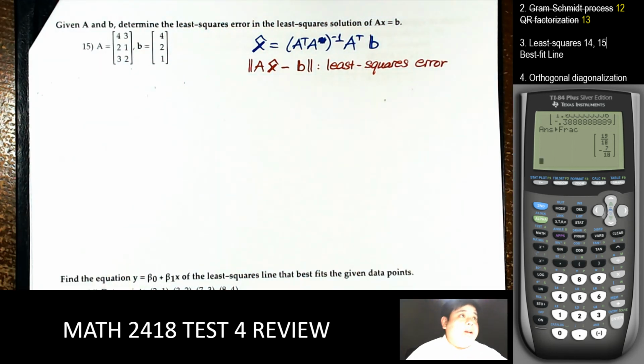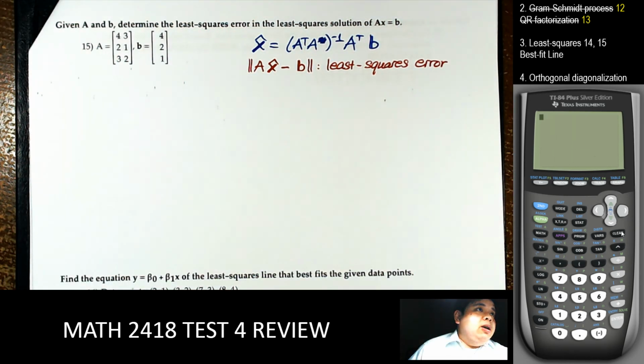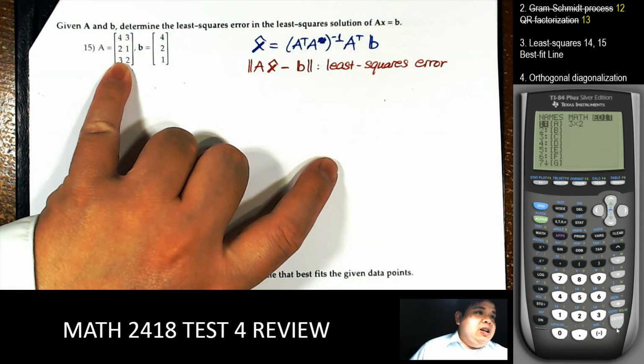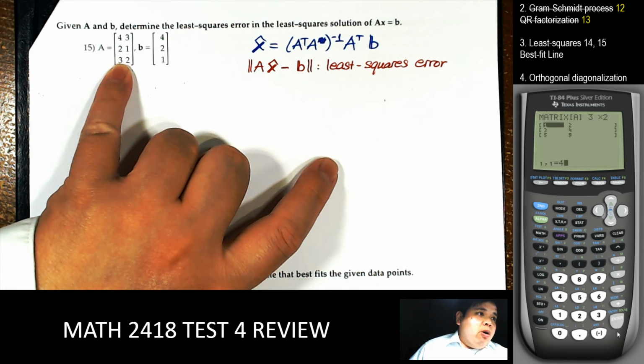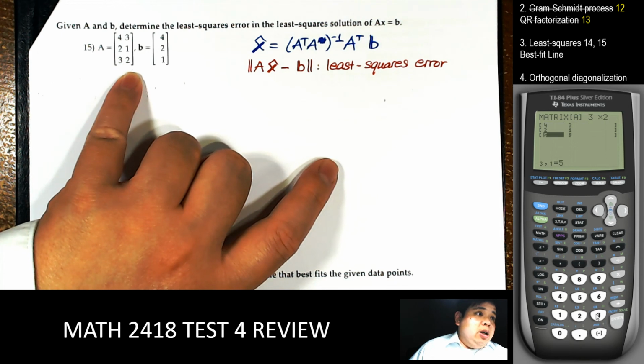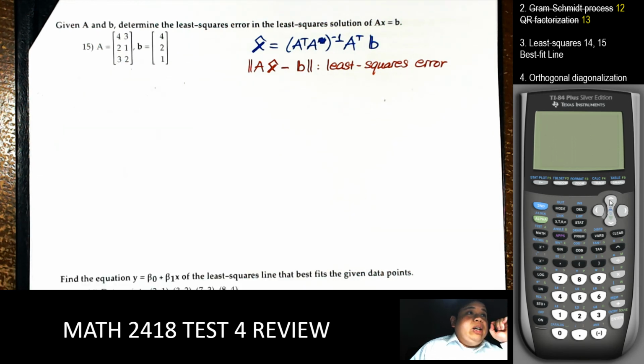Right, so we do the same thing. We have to store a different matrix for A. Still three rows, still two columns. 4, 3, 2, 1. 4, 3, 2, 1. 3 and 2. Since we did enter the formula earlier, I just go up, copy and paste.